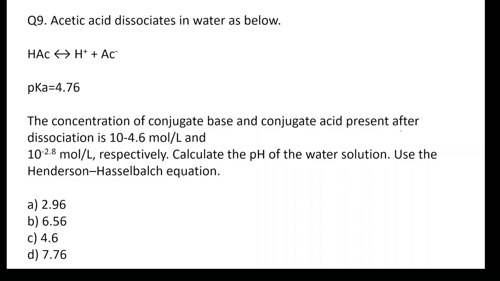And conjugate acid present after dissociation is 10 raised to power minus 4.6. It is not minus here, it will be minus 4.6 raised in power. And 10 raised to power minus 2.8 mole per liter. Calculate the pH of the water solution using the Henderson-Hasselbalch equation. I hope you remembered that. I explained in the introduction itself. pH is equal to pKa and rest of the values. Please solve this question. You can answer in the chat box.